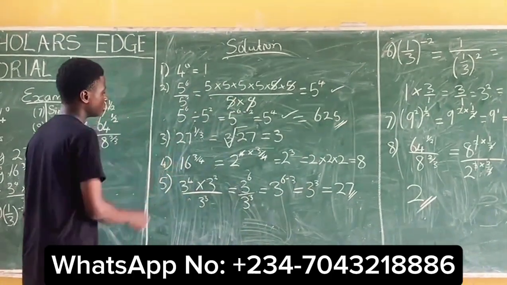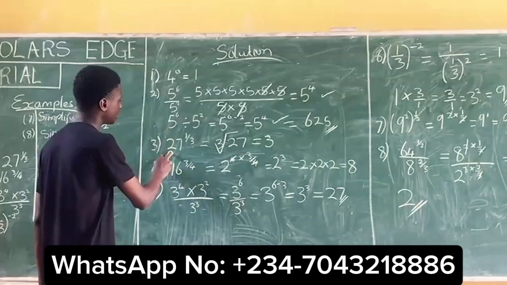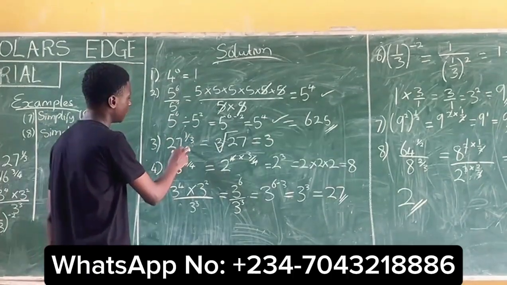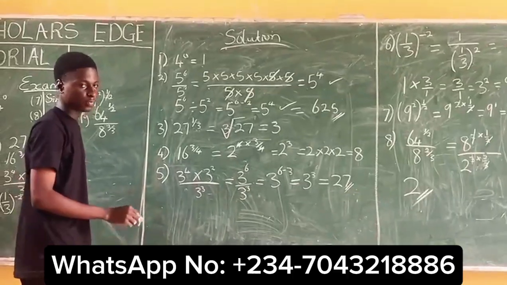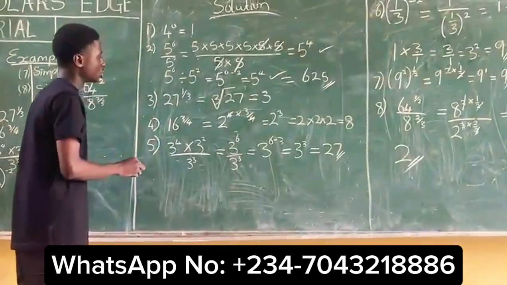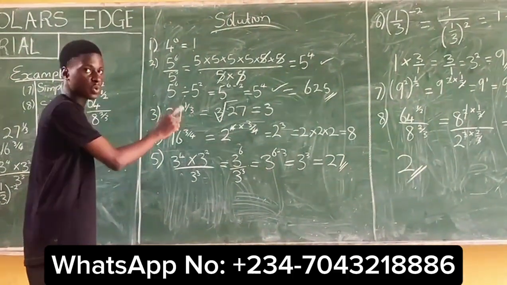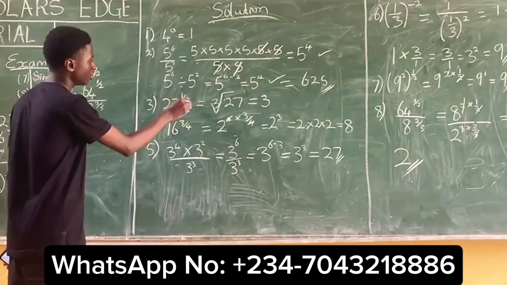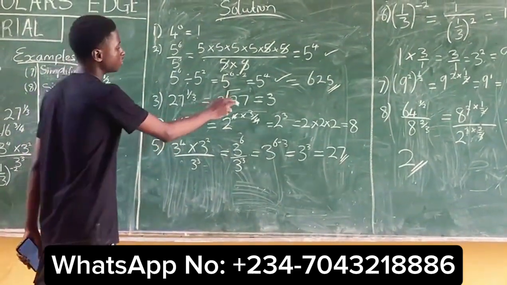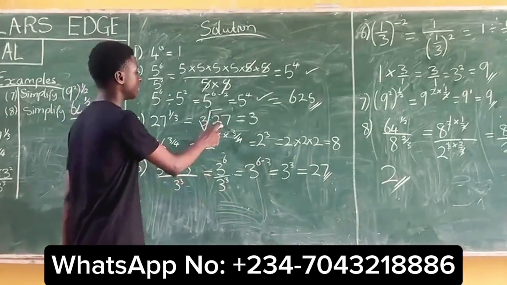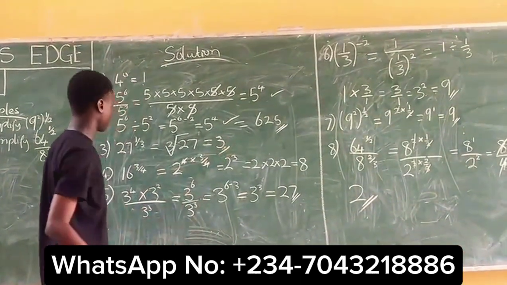For this one, number 3, I say 27 to the power of 1 over 3. Whatever you have as the denominator here, you serve as the root. So if you have 2 here, it will be square root. If you have 3 here, it will be cube root. But the fact that you have 3 here, it's cube root of 27. And cube root of 27 is 3.